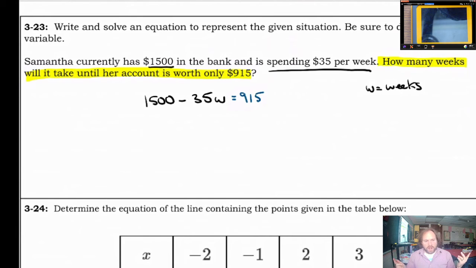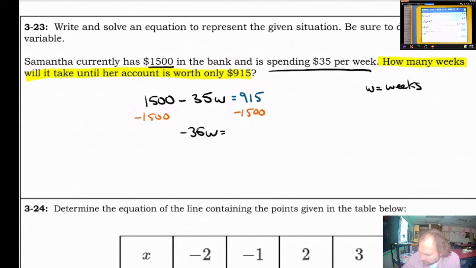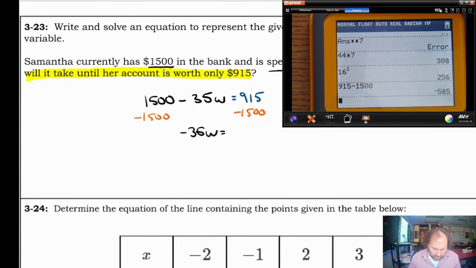I suppose you could grab a calculator and start taking 1,500 and subtract 35, subtract 35, subtract 35, subtract 35 until you get to 915. That's one way to solve this, but I think it's easier if you just solve it with a straight-up algebra problem. Subtract 1,500 from both sides. You'll get negative 35W equals whatever 915 minus 1,500 is. Let me make calculator cam a little bigger so you can see the calculations that I'm doing there. Negative 585.